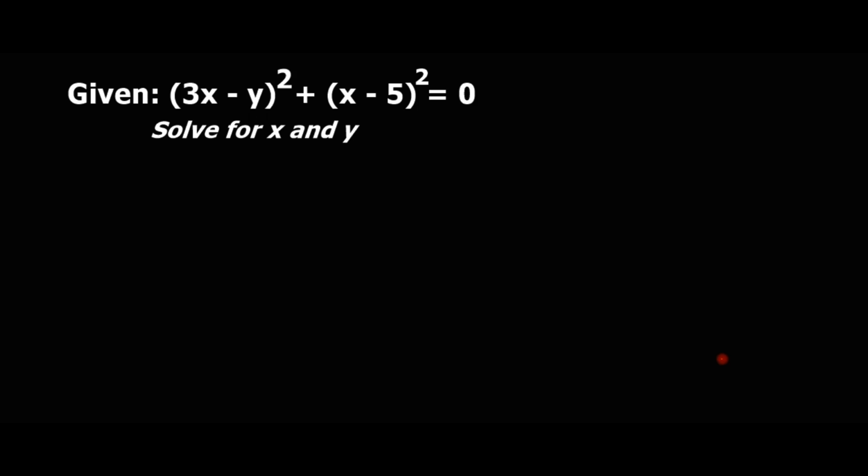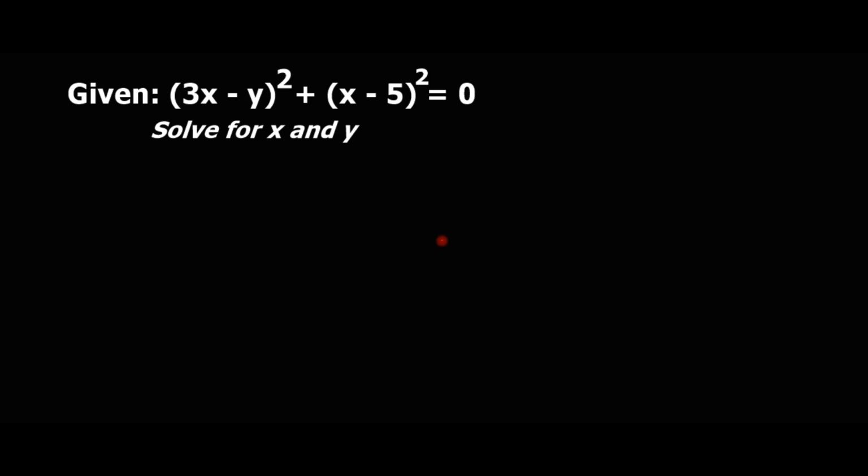And then this one says solve for x and y. But usually we know that when we solve for x and y, it's when we're given two equations. That is where we solve the simultaneous equations. But for this one, we are only given one equation, but we want to find the value of x and y.